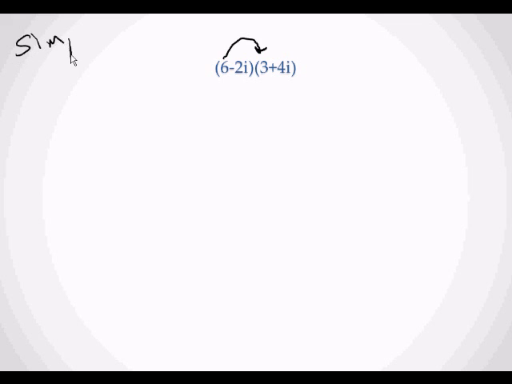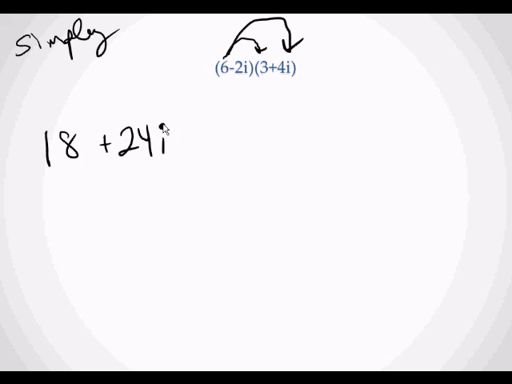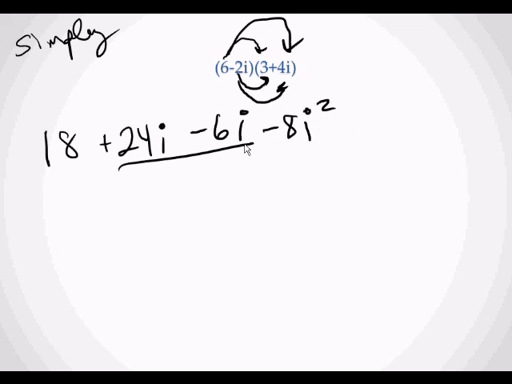This is just multiplying these two numbers together. Using FOIL. It's going to say simplify. 6 times 3 is 18. 6 times 4i is a positive 24i. Negative 2i times 3 is a negative 6i. And negative 2i times 4i is a negative 8i squared. I times I is i squared.